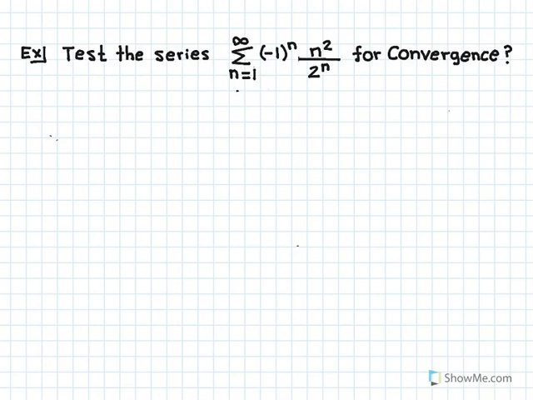Alright, let's look at an example. Here we have: test the series summation n equals 1 to infinity of negative 1 to the power of n times n squared divided by 2 to the n for convergence. Let's apply the ratio test with a sub n equal to negative 1 to the power of n times n squared divided by 2 to the power of n.